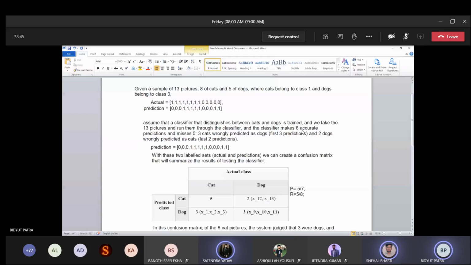Accuracy is 8 by 13. So it will be 8 by 13. Next, what is the true positive rate?